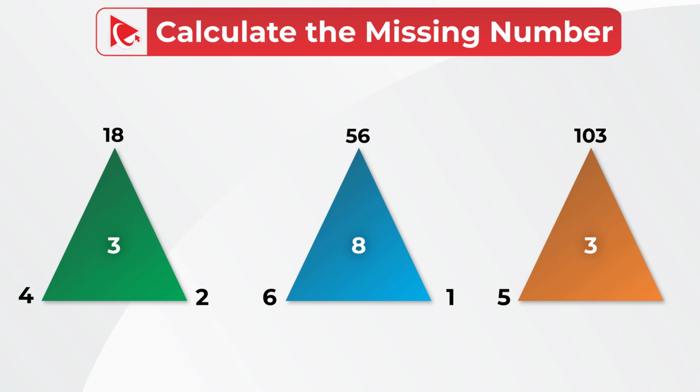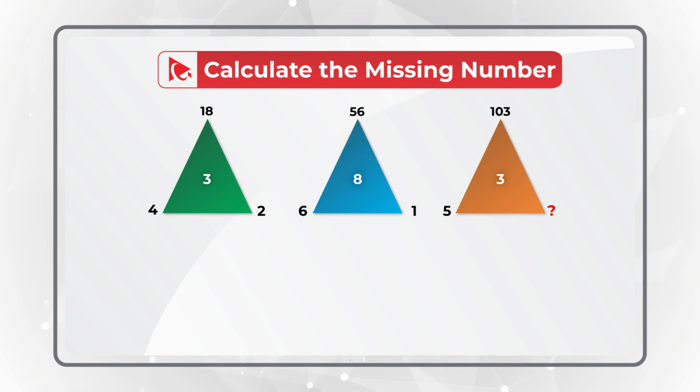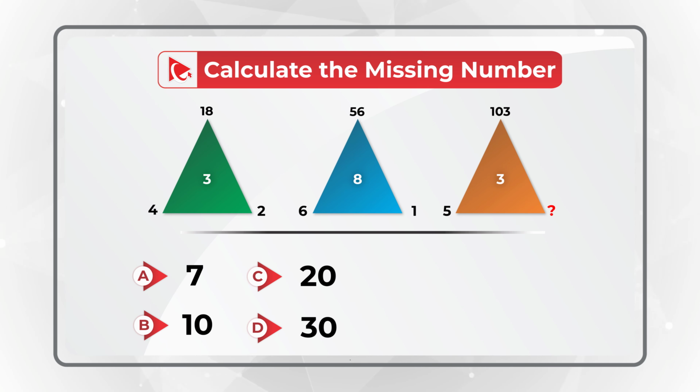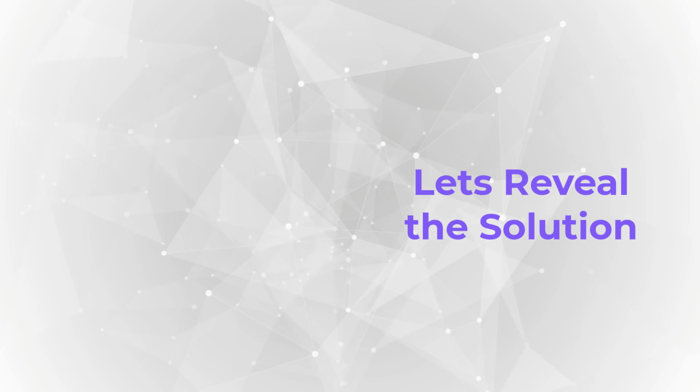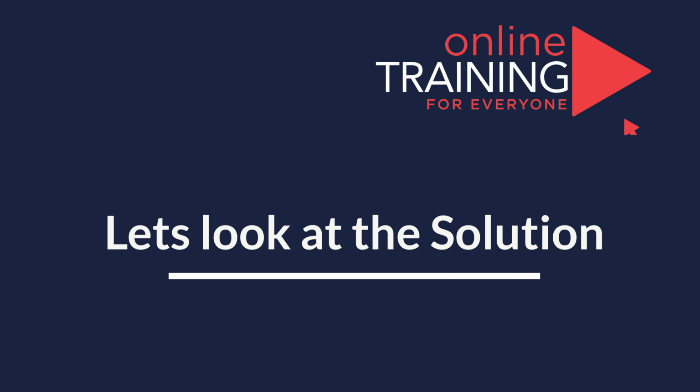In the upper right corner of the third triangle, you have a missing number, which you need to calculate out of 4 different choices. Choice A, 7, choice B, 10, choice C, 20, and choice D, 30. Do you see the answer? The solution is very obvious, but I would like you to try to get to it on your own. Ready or not, I'm moving forward to reveal the solution.